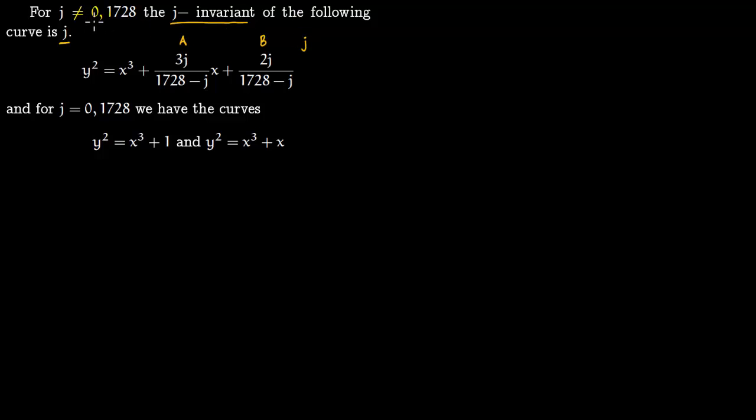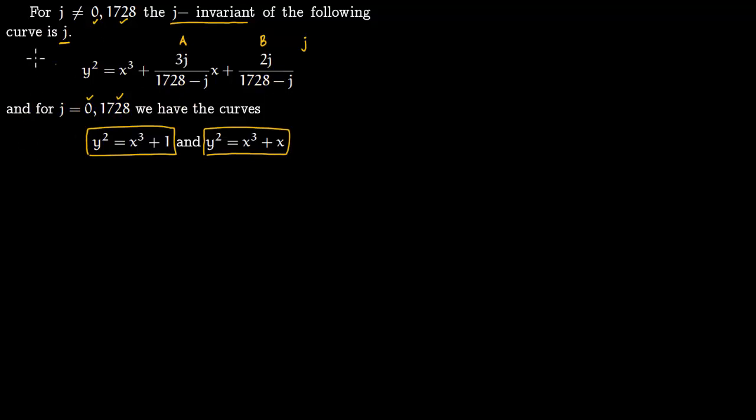And obviously J should not be 0 or 1728. So for J equals 0, you use this elliptic curve, you compute its J invariant, you get 0. And if you use this elliptic curve, its J invariant is 1728. So you can always construct an elliptic curve with any given J invariant. Someone gives you some J invariant, you can construct a corresponding elliptic curve via this method.